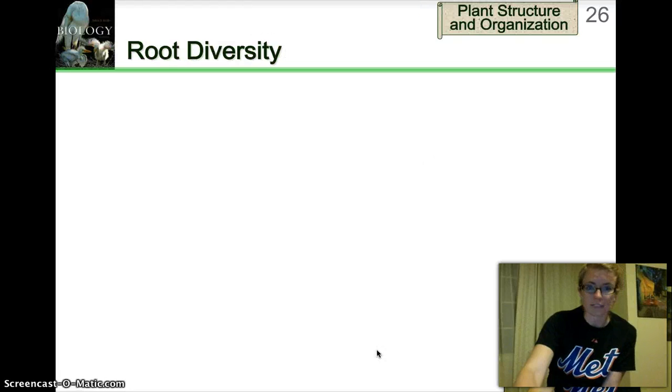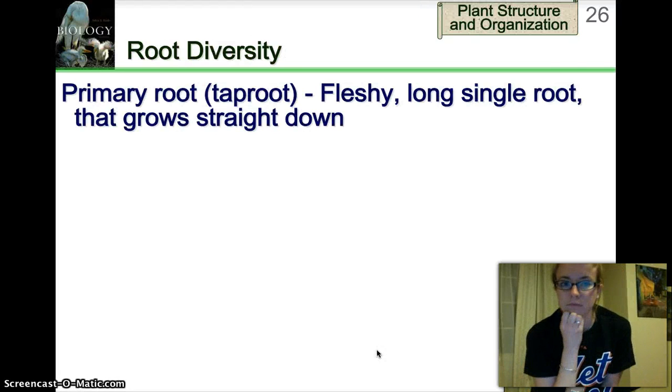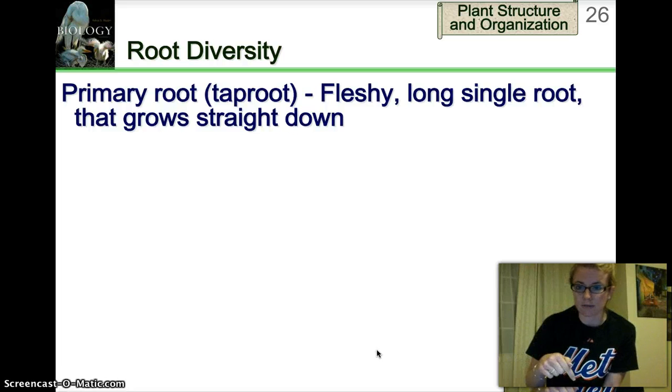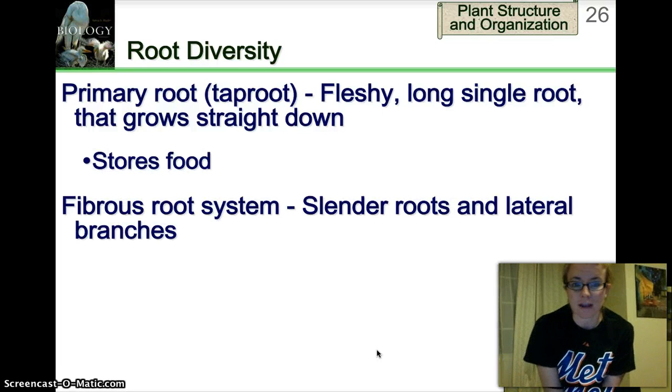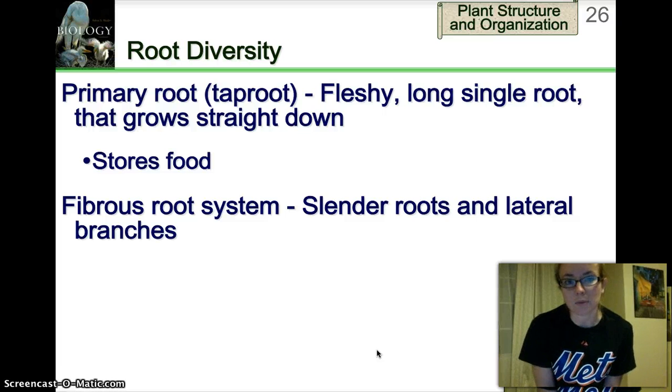So there's a lot of different kinds of roots that you need to know about. The first is called a primary root, which is just a normal taproot. It's a single long root that grows straight down, and it normally is very thick and fleshy because it's only one, and that's where all the storage is happening; it stores food. An example of a primary root would be a carrot. You can see pictures of these on page 453.